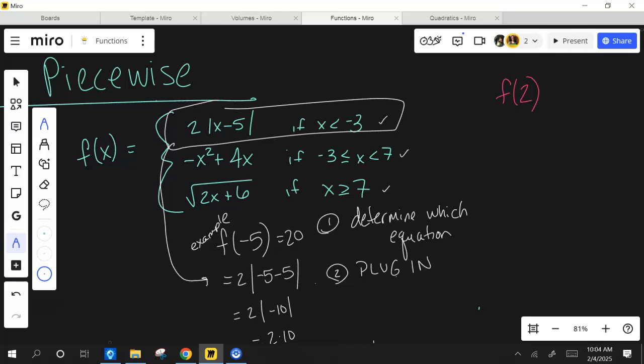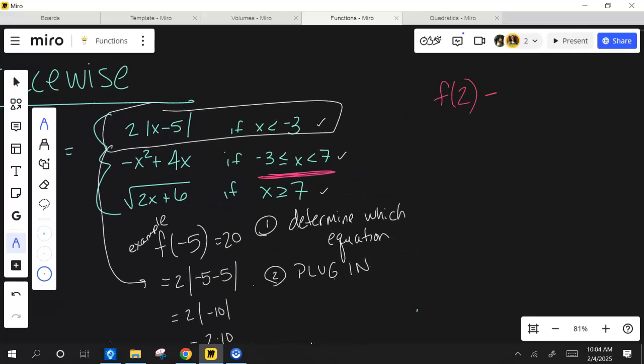All right, which equation did you choose? The middle. Why did you choose the middle? Because 2 falls between -3 and 7, yes? So I'm going to use this equation and I'm going to plug 2 in. So I've got negative 2 squared plus 4 times 2, which is -4 plus 8, which is 4.